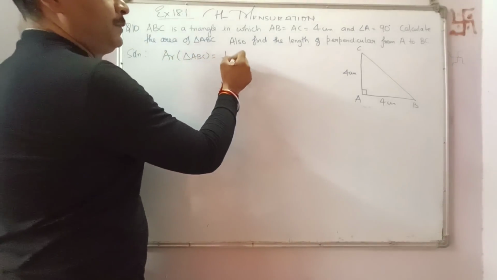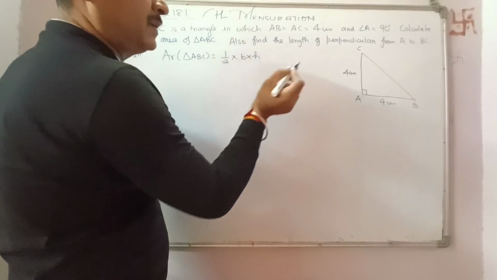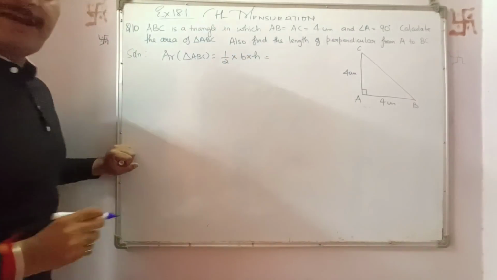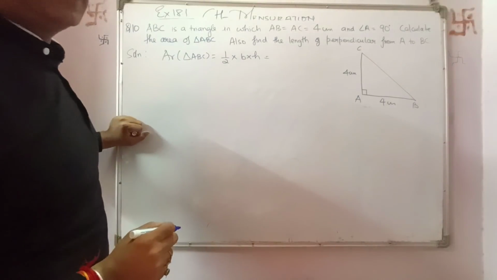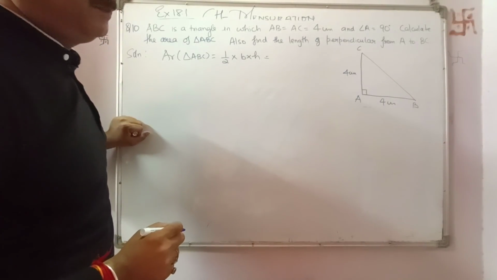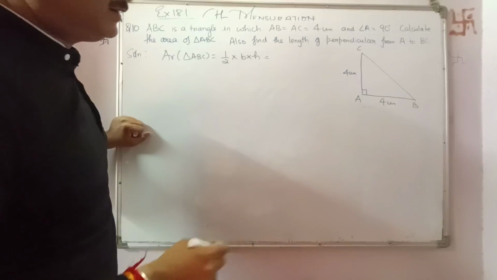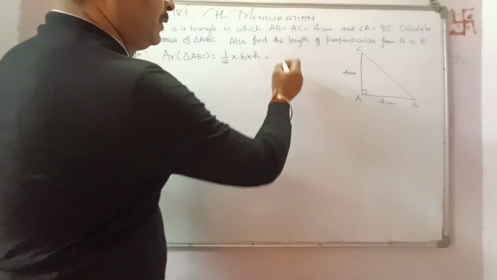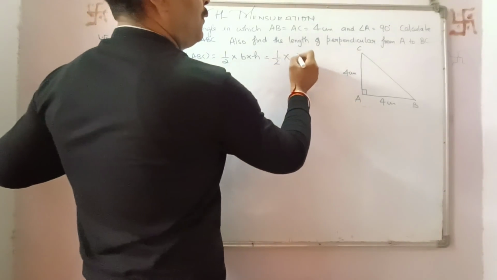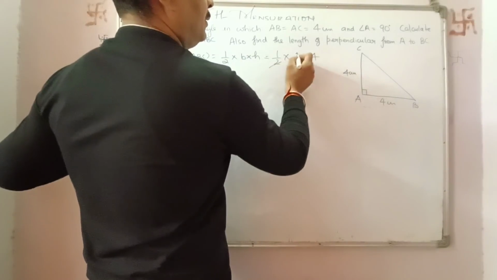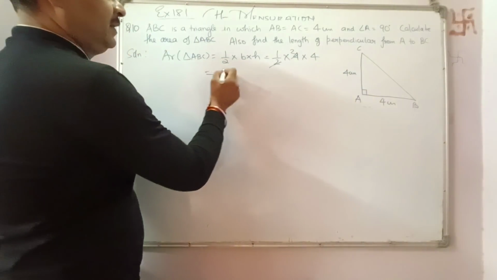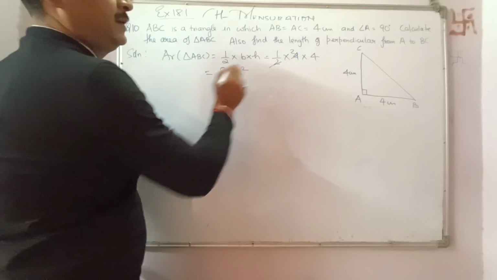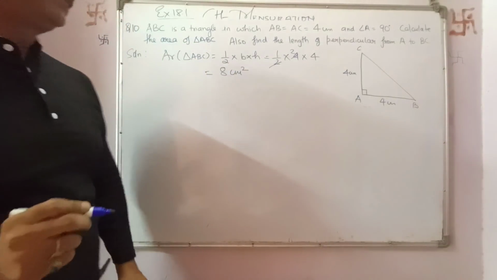Half base into height. And as I have told you people, in a right angle triangle, the arms containing the 90 degree are base and perpendicular or height. So half into 4 into 4, that is 8 centimeter square is the area of the triangle.